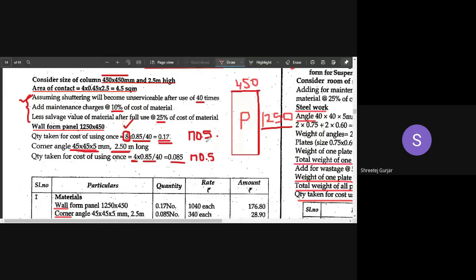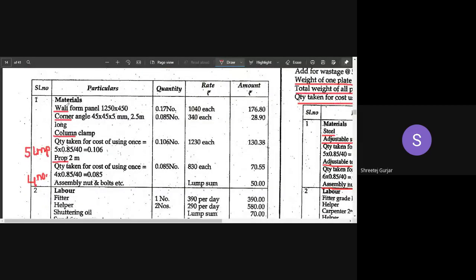So now we have calculated in numbers the required panels and the required angles. You can now prepare your table. Preparation of the table is very easy. First are the wall panels, which is the number we had calculated. Next, the corner angles, the number we have calculated, written down. Then column clamps we require. We have taken 5 numbers as lump sum. Multiply the column clamps required by the constant. Don't forget to multiply by the constant. This number we have written here.